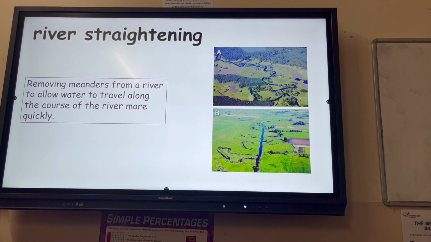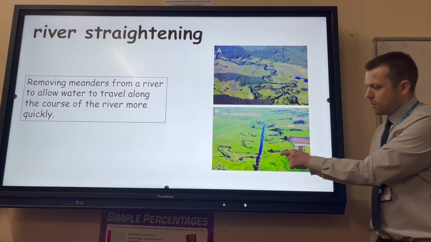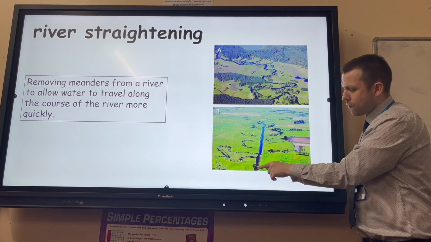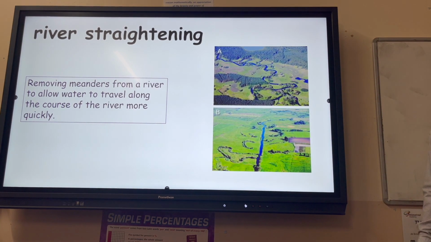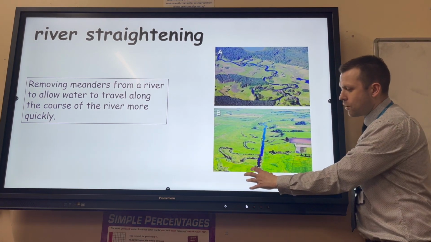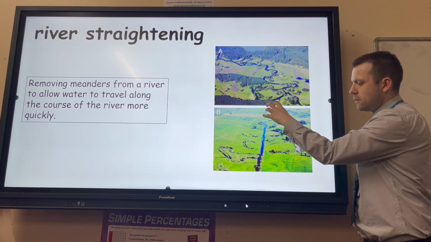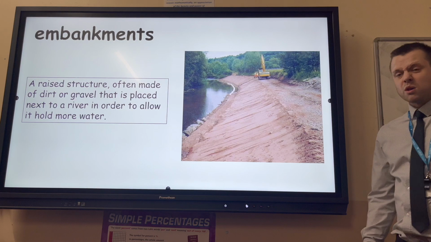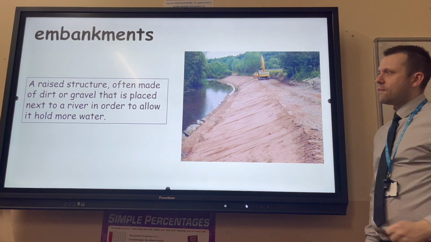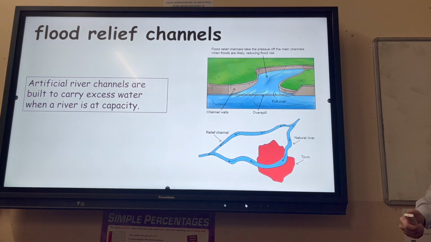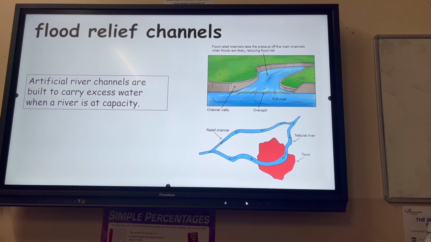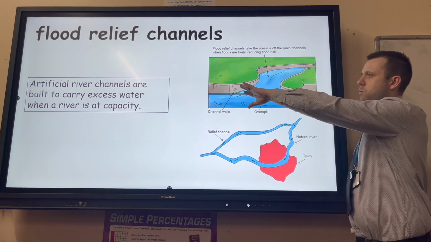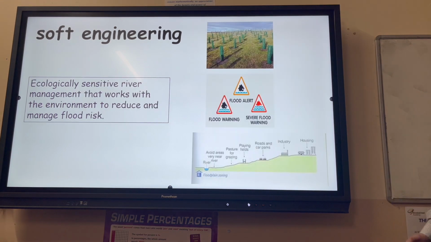River straightening is another strategy. Ultimately, river straightening removes the meanders, so that allows the water to travel from one point to another really quickly. For example, up here might be high value land, whereas down here might be low value land. We want the water to escape as quickly as possible. Embankments, quite simple, building artificial levees or embankments at the side of a river. And flood relief channels. A flood relief channel is an artificial river channel, usually made out of concrete, which can be opened up when the river is full to get rid of some of the excess water.